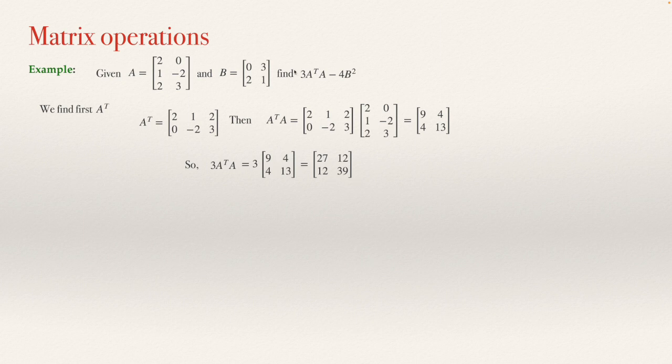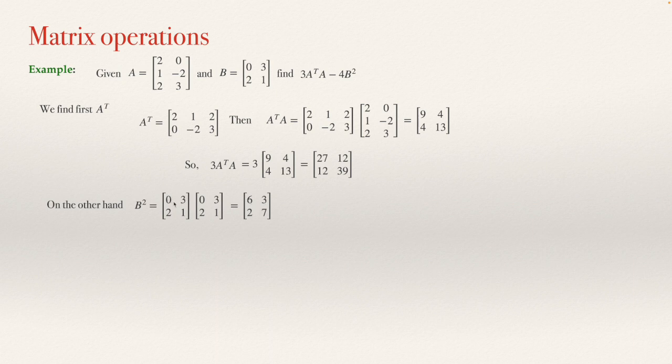So you have the first term. For the second term, again, first the power. We don't know the power of a matrix, but we know that B squared is the same as B times B. So you just need to multiply these two matrices, each row times each column. You can verify that the answer is this: 6, 3, 2, 7.